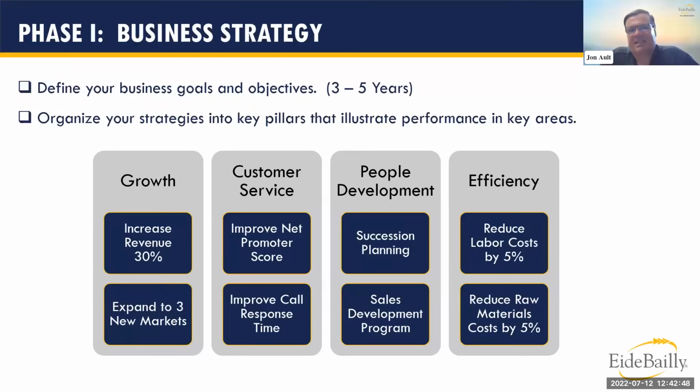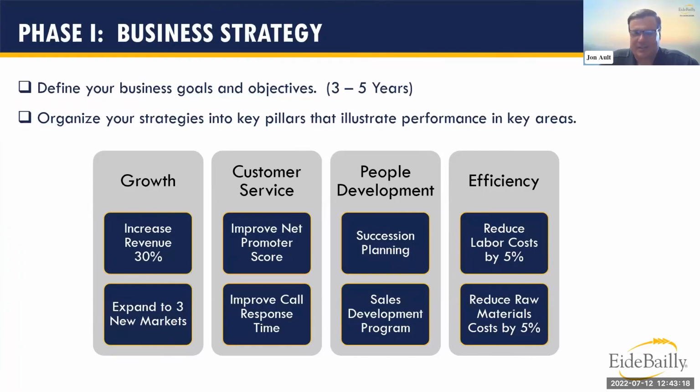So the specific examples or goals under growth that I put in here, and again, they're relatively made up for discussion purposes today, would be: I'm trying to increase my revenue 30% over the next 3 to 5 years, probably a lofty goal for some organizations. I'm trying to expand into maybe 3 new markets. So if I'm going to invest in a technology system, how is it going to help me get into 3 new markets? Customer service, I'm trying to improve something called my Net Promoter Score. This is whether people support and refer your business.